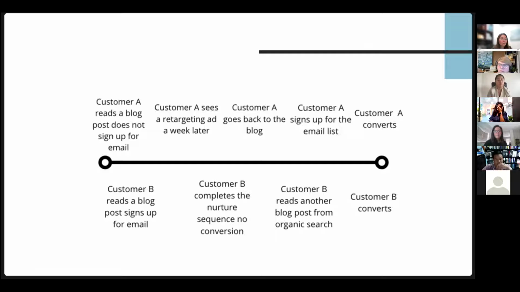While customer B, when they initially read the blog, they actually sign up for your email. They complete the nurture sequence with no conversion. They read another blog post from an organic search while being on the internet, and then from there, that's when they choose to convert.